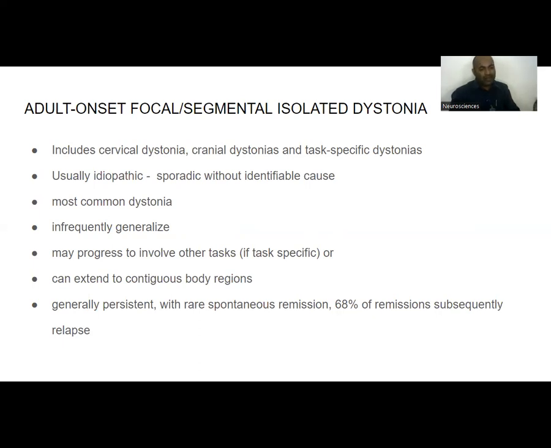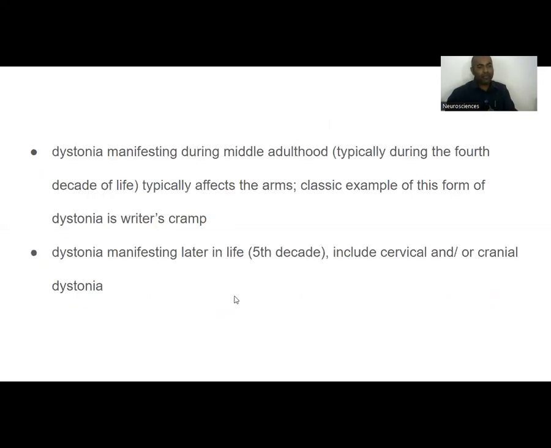And these task-specific dystonias may progress to involve other tasks and can sometimes extend to contiguous body regions. Sometimes the neck can extend to the trunk. And they are generally persistent. So once it starts, it continues as a lifelong condition. Rarely spontaneous remissions can occur, but 68% eventually relapse.